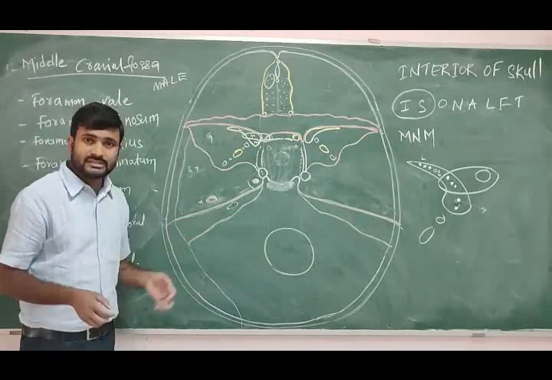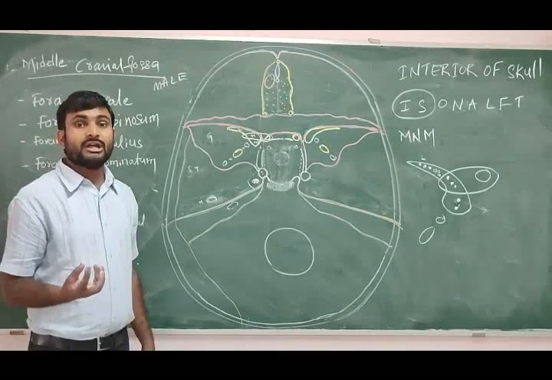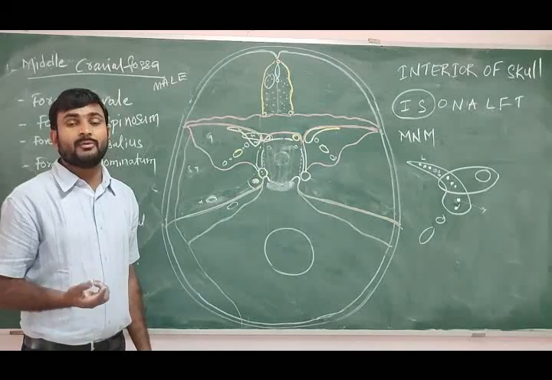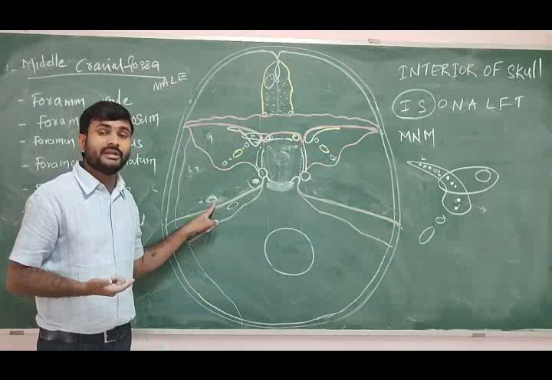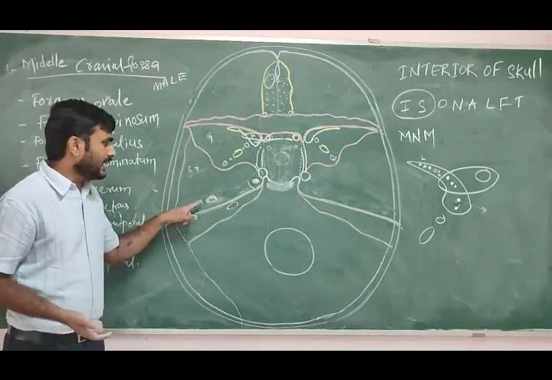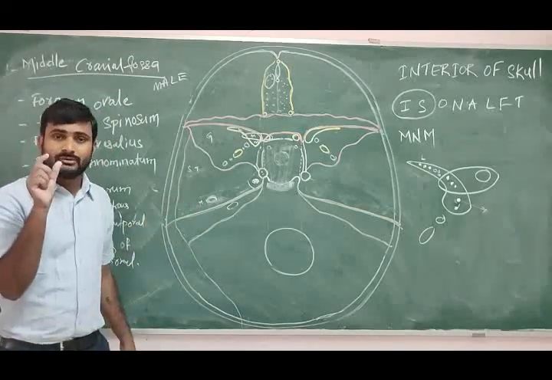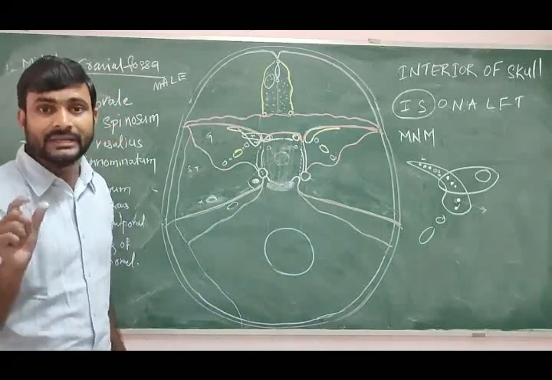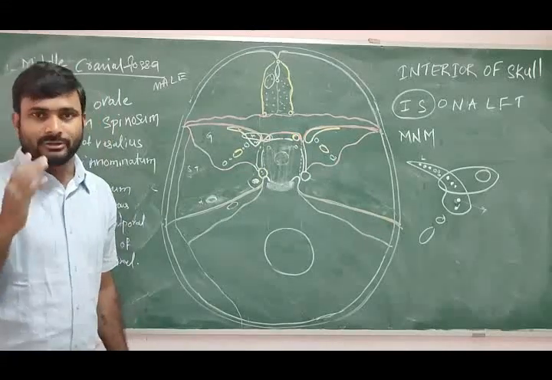Then again laterally, we are seeing one elevation. The eminence is called the arcuate eminence. This arcuate eminence is formed by the internal ear semicircular canal. Still laterally, between the anterior surface of this part and the squamous part of the temporal bone, one thin bony plate is present. That thin bony plate is called the tegmen tympani. It forms the roof of the mastoid antrum.